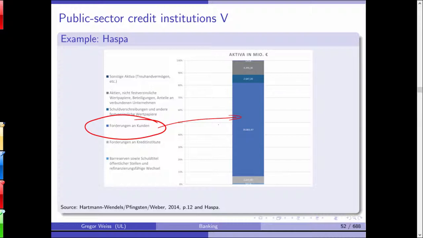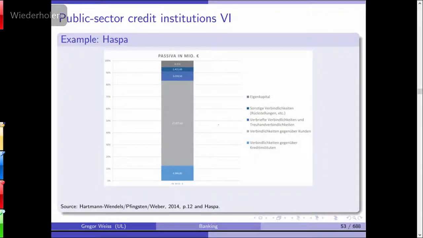And here you can see this is quite peculiar to a Sparkasse. Same here, this is equity. And here you have deposits. So deposit taking and lending are the main focus of a Sparkasse.